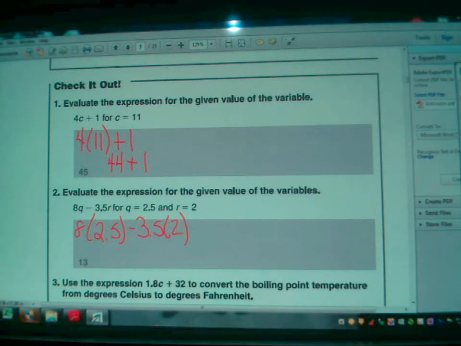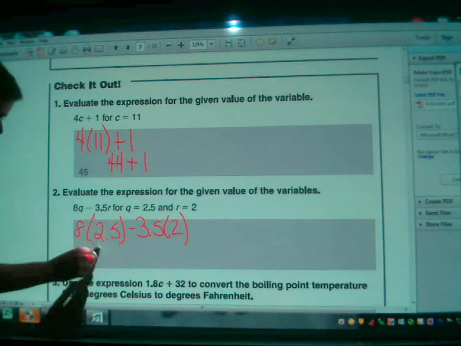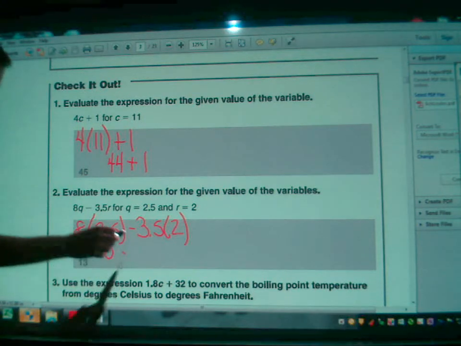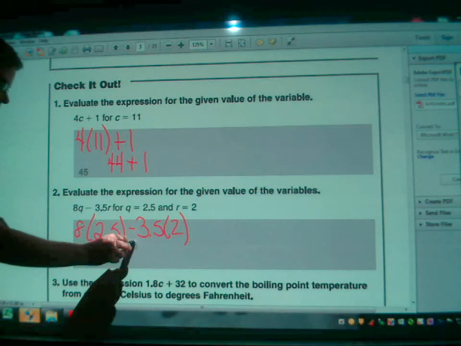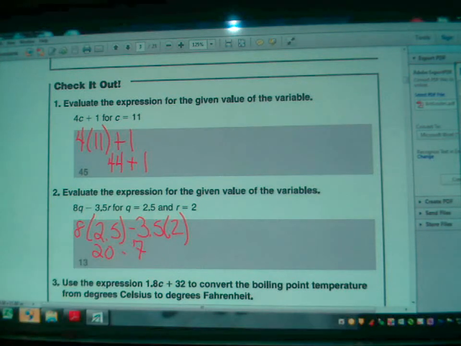So I've got 8 times the 2.5. That's going to change into 20. And 3.5 times the 2 is going to change into 7. And as you can see, 13 developed rather quickly. I've got 20 minus 7 now. 20 minus 7 is the only thing left to do. The answer has to be 13, because 20 minus 7 is indeed 13.